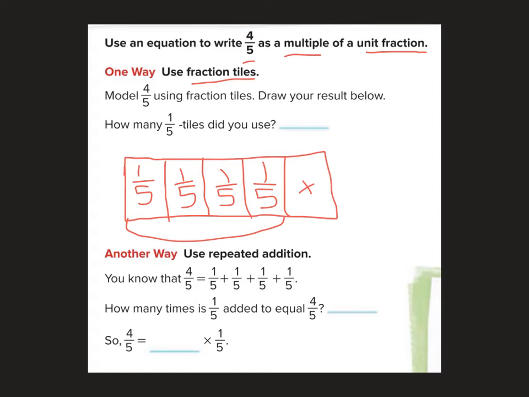So if I use repeated addition, you know that 4/5 is the same as 1/5 plus 1/5 plus 1/5 plus 1/5. How many times is 1/5 added to equal 4/5? Well, we'd have to use 4 of them. So 4/5 is the same as 4 times 1/5. Okay, let's look at the next page here.